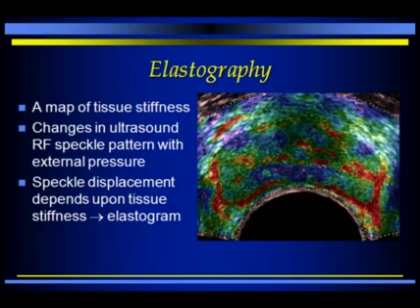Most of the elastography systems that are out there right now use that RF speckle pattern and the change of that speckle pattern with external pressure to make the elastogram. There are some newer systems out there now which will use what we call an ultrasound shear stress to create the elastography picture. We're not going to go into the difference between those now, only to say that the newer systems with the shear stress may actually provide a better way of getting a uniform elastography picture throughout the prostate.